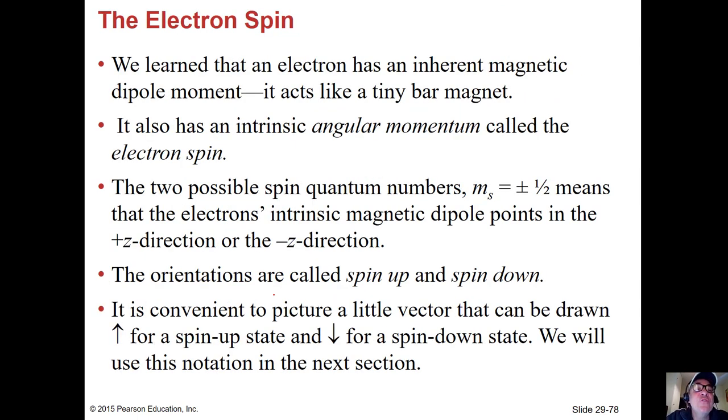So a little bit about electron spin. We learned previously that an electron has an inherent magnetic dipole moment. Think about an electron, which is a moving charge. Moving charges produce magnetic fields, and it acts like a tiny bar magnet. If you want to think about it like this, think of a chunk of metal that makes up a magnet. What if all the electrons were spinning in the same direction?